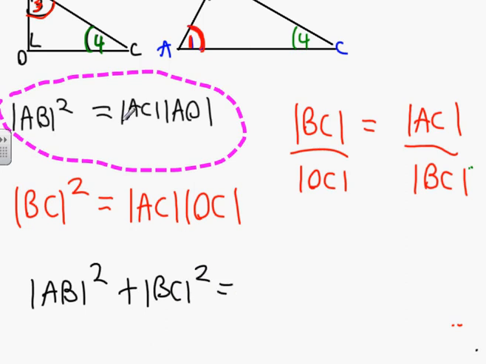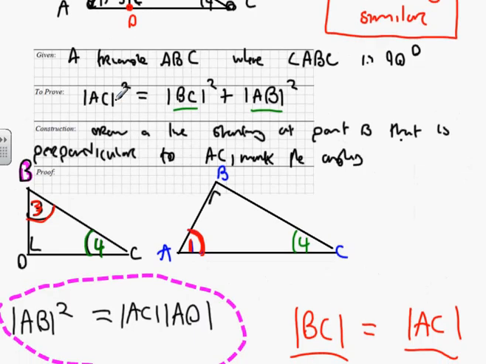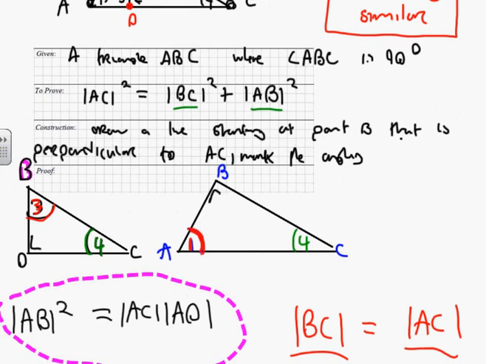Now, what we're going to get next, guys, is AB squared plus BC squared. Do you see that? The two of them added together. It's the same thing as AC AD plus AC DC. Okay? And what are we trying to prove again? AC squared equals BC plus AB squared, Pythagoras theorem.